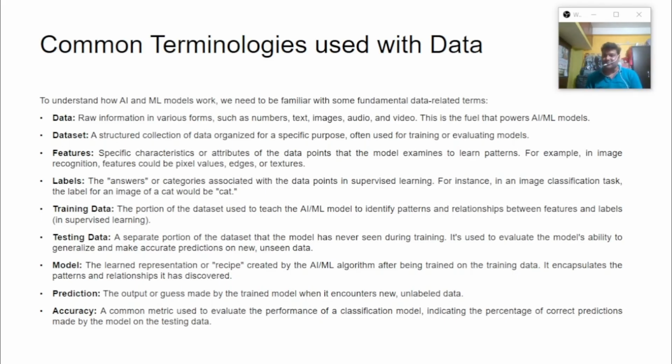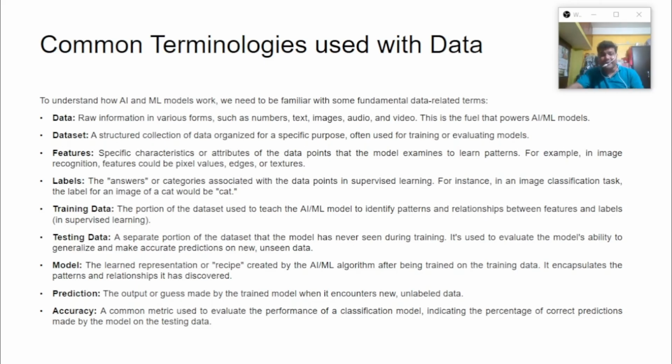The third one is features, the specific characteristics or attributes of the data points that the model examines to learn patterns. If you make a table, you must put a column name or field name, right? This column name or field name is like features. The next terminology is labels: the answers or categories associated with the data points, used in supervised learning.